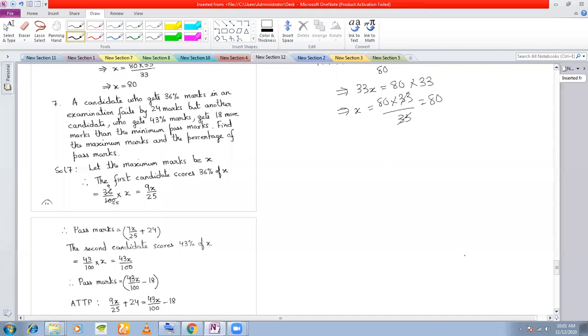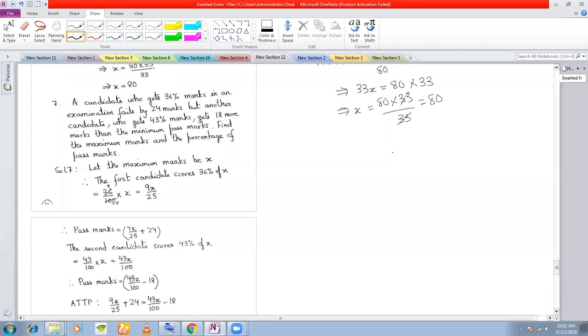Let us look at the next question. A candidate who gets 36% marks in an examination fails by 24 marks. Okay, so someone in your class got 36% of the marks. Although he got 36%, but he failed by how many marks? He failed by 24 marks. Don't think that 40% is the pass mark. Okay, don't think like this.